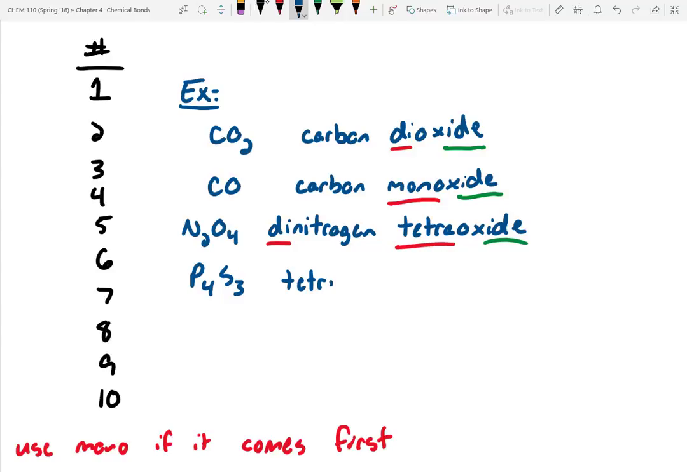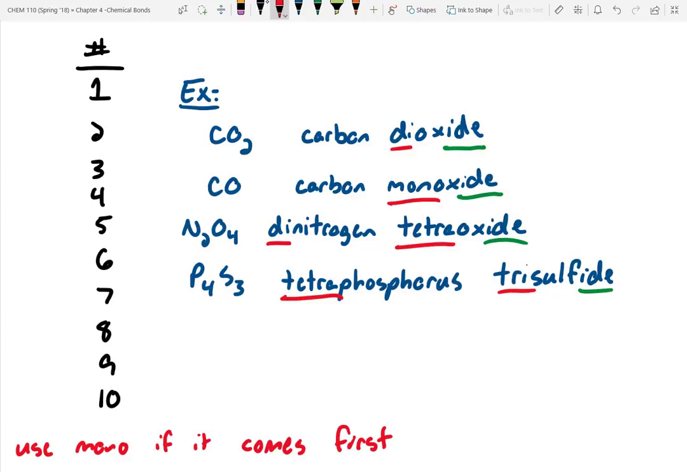Tetraphosphorus. And then what would the last part be? Trisulfur or sulfide? Trisulfide. There we go. So we want to keep that IDE suffix, and we have the tri to indicate that there's 3. Does that make sense?